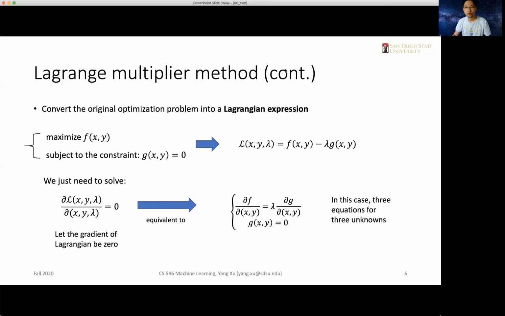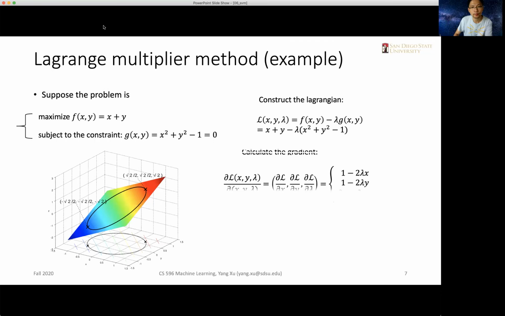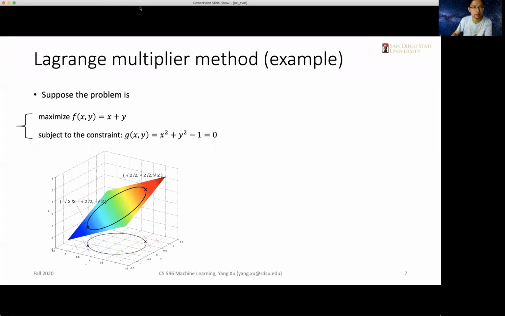Right. So let's look at this concrete example. Our goal, look at the problem. Our goal is to maximize this linear function. F is the summation of x and y. It's in the 2D space, it's basically a plane.